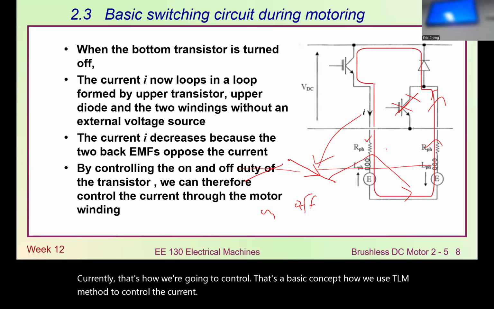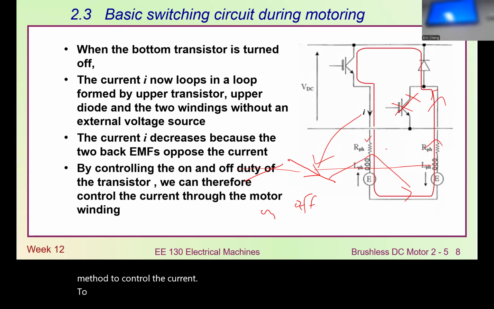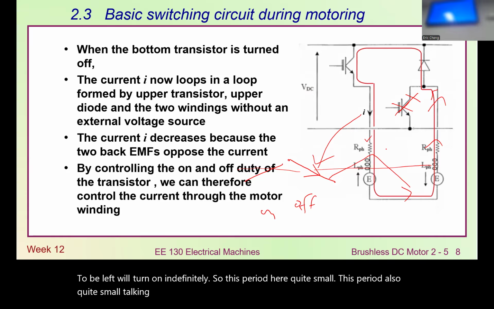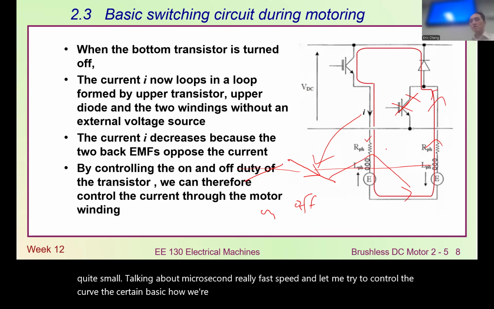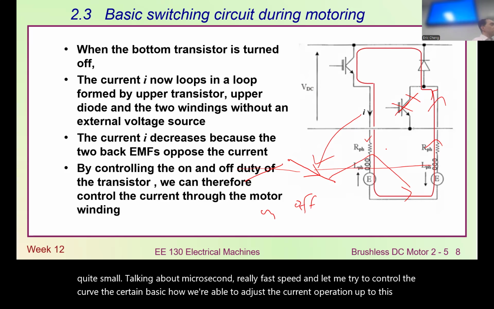That's the basic concept of how we use the PWM method to control the current. We never turn on indefinitely. This period here is quite small, and this period also quite small, talking about microseconds, really fast, and then we try to control the current. So that's the basic of how we are able to adjust the current operation. Up to this point, any questions? Good.